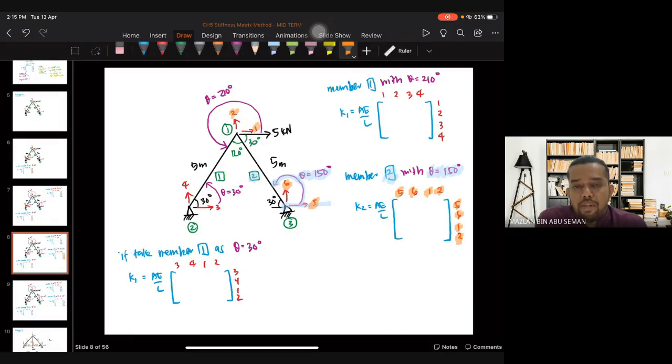And also for member 2, you can use the angle at joint 1. So if at joint 1, you should calculate this angle: 210 plus 120. So that will be theta of 330 degrees. And the numbering for that one is 1, 2, 5, 6. Everybody clear on that?